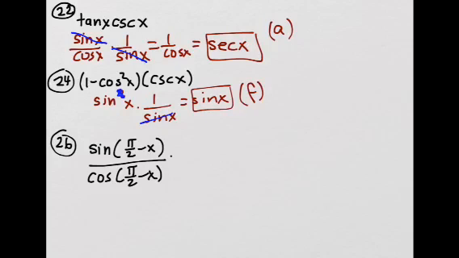Alright, so 26 deals with cofunctions. So the cofunction of sine is cosine, so this becomes cosine x. The cofunction of cosine is sine, so this becomes sine x. So cosine x over sine x is cotangent x. That one's letter C.